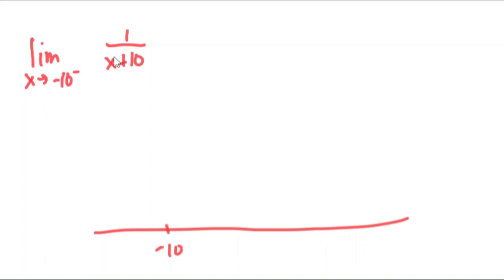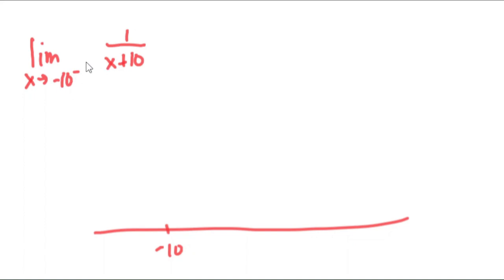Well, notice if you plug in like -10.1, right? -10.1 plus 10 would be -0.1. Okay. And what's 1 over -0.1? Well, 1 over a tiny number is actually going to be a big number. And you put a negative in front of it, it's going to be a big negative number.